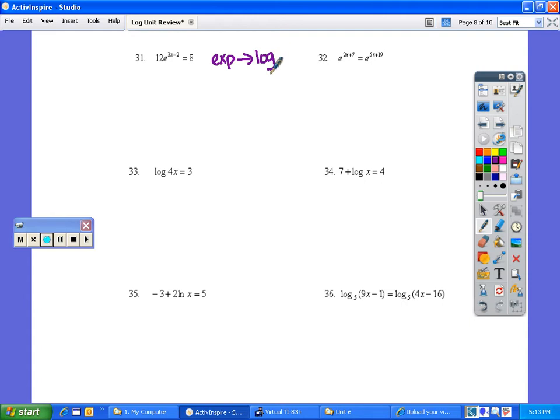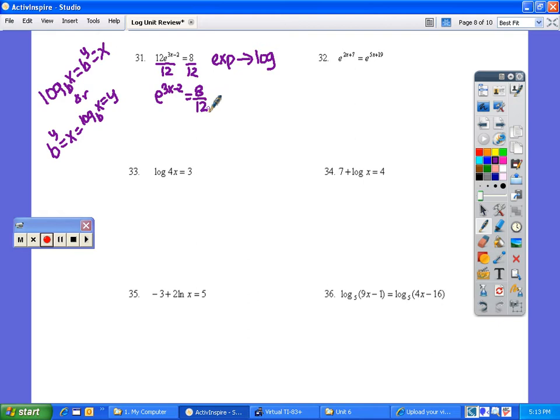Okay, so remember, and I'll write it on the side here, how to go from exponential to log. Alright, first thing we need to do is isolate the e. We need it by itself, so we're going to divide by 12. So you're left with e to the 3x minus 2 equals 8 over 12, which is really 2/3, but you don't really have to change it.